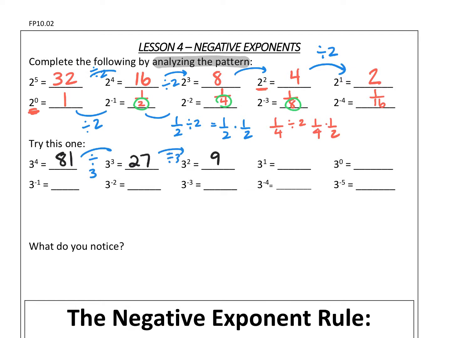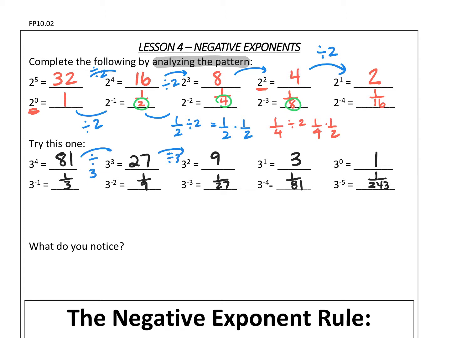So 9 divided by 3 is 3. 3 divided by 3 is 1. 1 divided by 3 is 1/3. 1/3 divided by 3 is going to be 1/9. 1/9 divided by 3 is going to be 1/27. And 1/27 divided by 3 is going to be 1 over 81. And 1 over 81 divided by 3 is going to be 1 over 243.